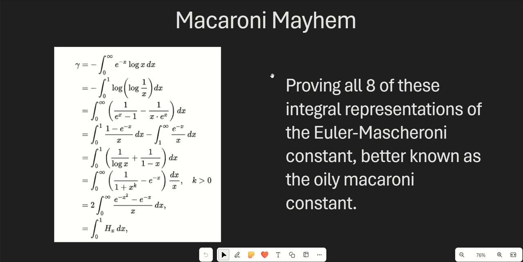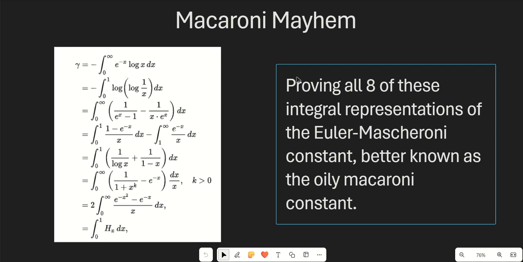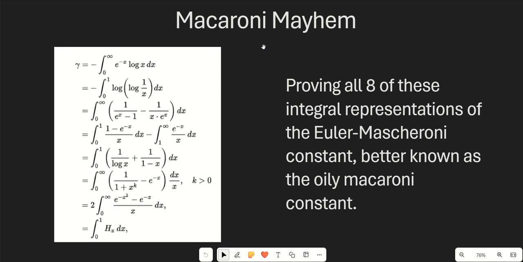In this video we are going to be proving these 8 integral representations of gamma, which is the Euler-Mascheroni constant, which is defined as the limit as n goes to infinity of the harmonic numbers minus the natural logarithm. So H sub n minus natural log of n, limit as n goes to infinity.